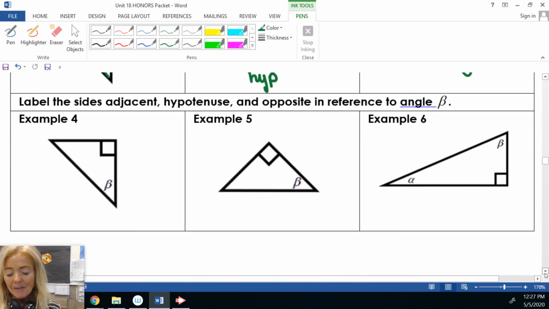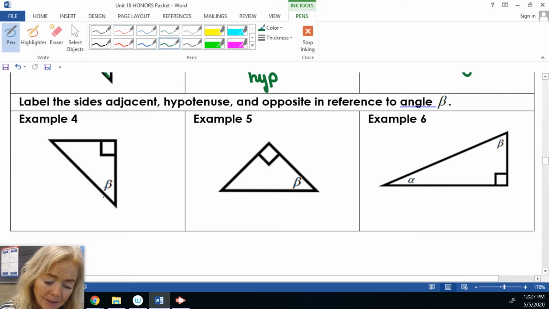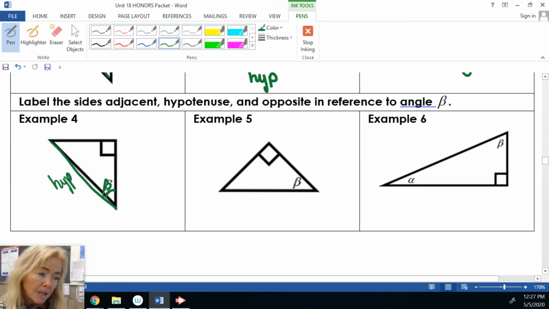All right, now we're looking in reference to angle beta. So you see there's the beta right here. That's the angle. Again, this is the hypotenuse. The hypotenuse runs into beta also, but the hypotenuse is specifically across the 90-degree angle, and it's the longest side, so it's just the hypotenuse no matter what. Opposite beta is that side, and adjacent to beta, running right into beta, is that side.